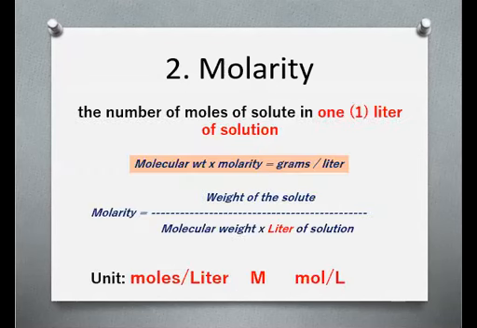Now let's proceed to molarity. Molarity is the number of moles of solute in 1 liter of solution. There are actually 2 formulas for molarity, but the second one is the form I use more. So molarity is equal to the weight of the solute divided by the molecular weight times the liters of solution. And there are 3 possible units for molarity. You can have moles per liter, or the capital M read as molars, or the abbreviation of moles per liter, which is mol per liter.